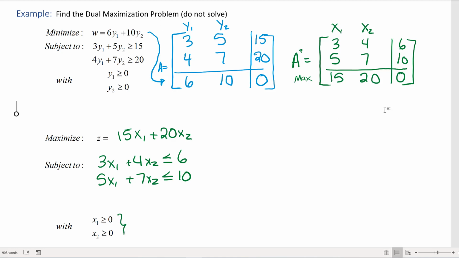Alright, so this is our new problem. I'm not going to actually solve this for this example just yet, but if I were to solve it, I could then solve the dual minimum problem. So I've changed my min problem to a max problem. They have the same solutions, so then I could potentially get the answer to my min problem. And that's kind of the gist of how we're going to be solving minimization problems.